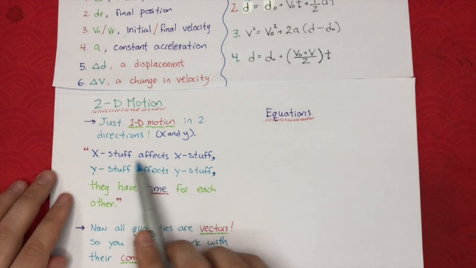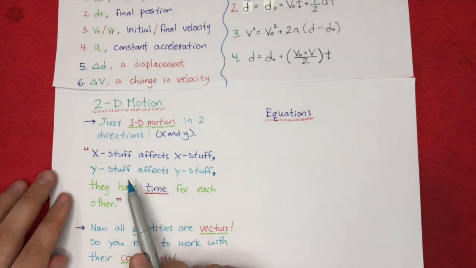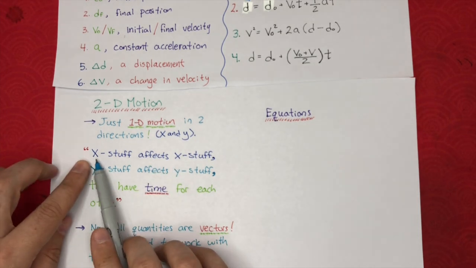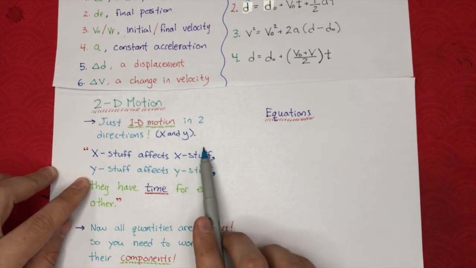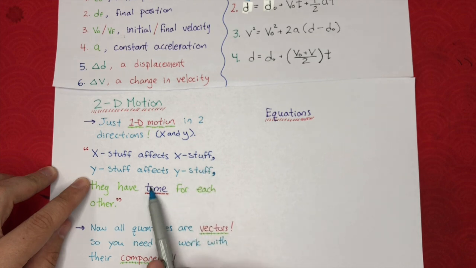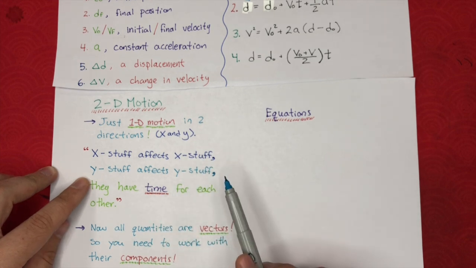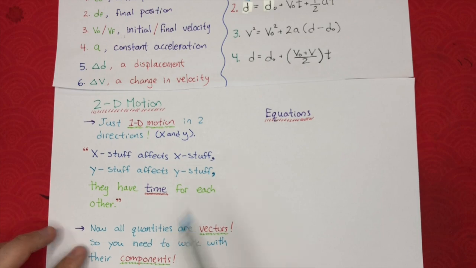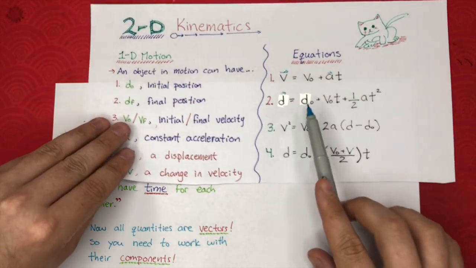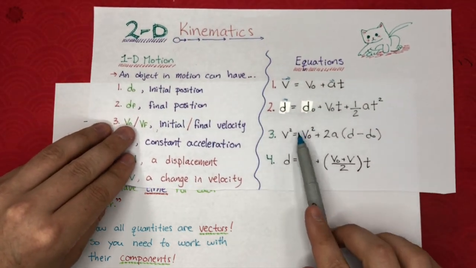So that is to say, when you're doing any sort of question using 2D motion, do all of the x stuff by itself. Do all of the y stuff by itself, but if you need to go between the two, you have to find the time, or you have to connect them with time. Because all of these quantities are vectors, you need to work with their components. And what that means is these four main equations are actually going to change.